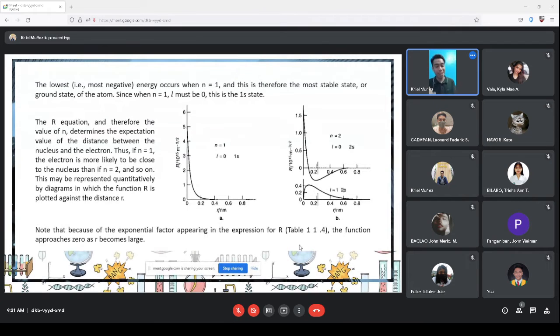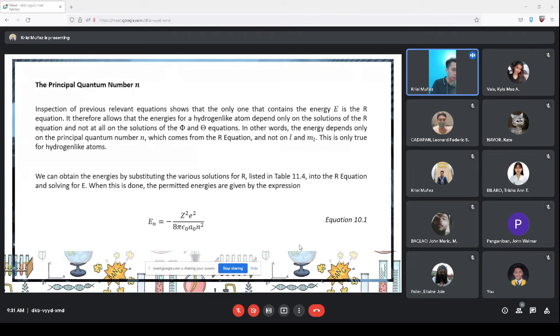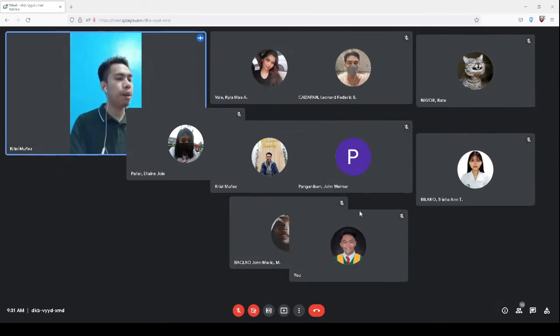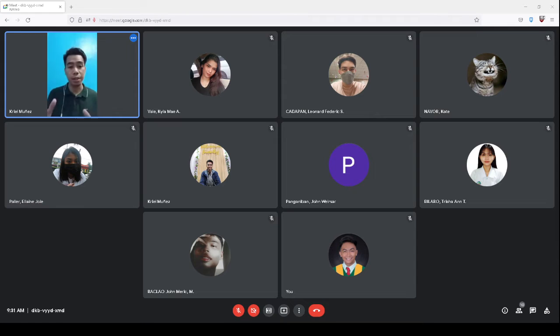Okay, so for example, if you're going to look back at the table 11.4, sige na nga, tumingin na nga lang tayo sa 11.4. So, stop ko na yung sharing. Para lang malinaw sa atin, class. Para kita ninyo, like, bakit magsi-zero siya, habang tumataas yung value ng r natin. Okay. So, ating table 11.4. Okay, got it.